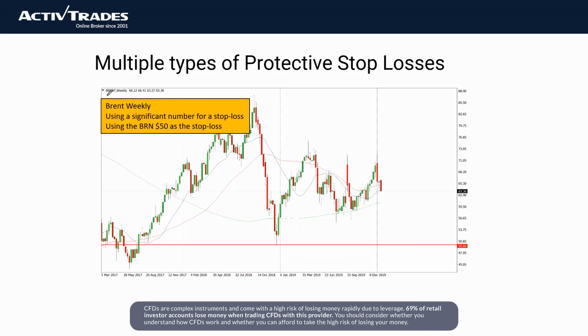I have also seen over the years, and this is an example of Brent Weekly, where some traders might just use a significant number as their stop loss. In this particular case, they were using $50 as a significant number for a stop loss. Here we can see it did come down and touch it. Once again, it is valid as a way of using a stop loss, but it is not something that I would truly recommend. As you can see, the price has moved considerably in and out of that particular number, so whilst it's valid, it is not the ideal way to do it.